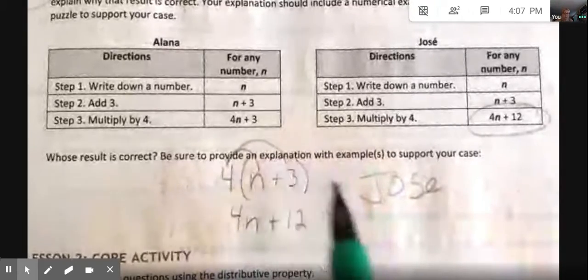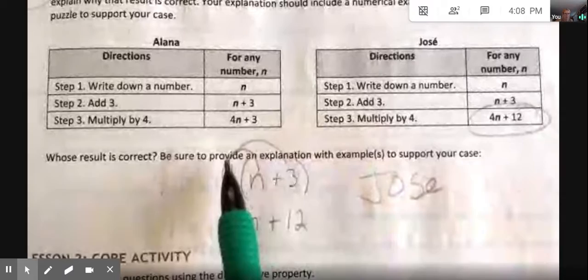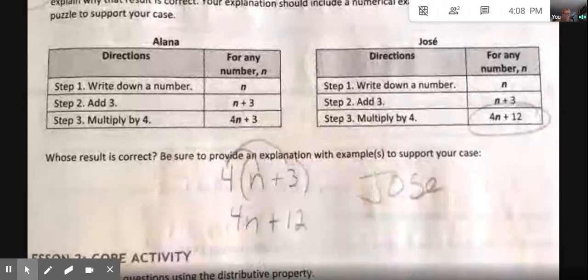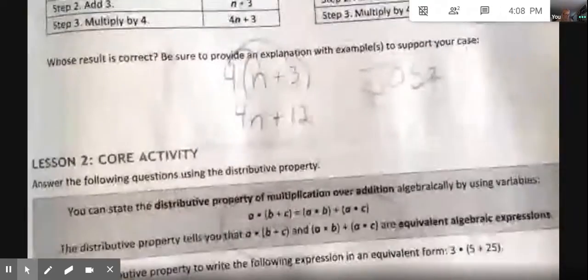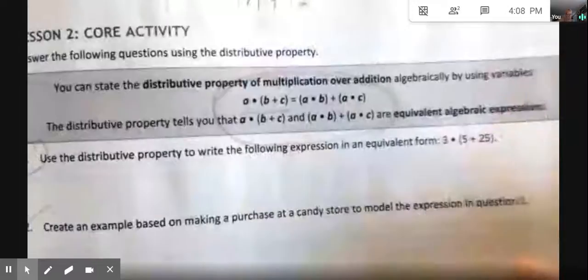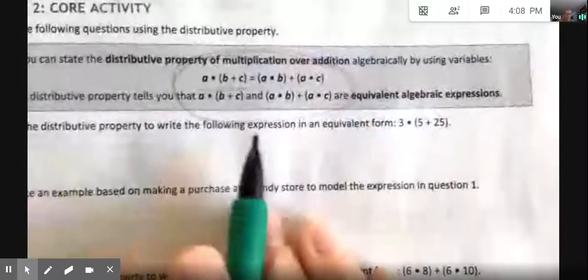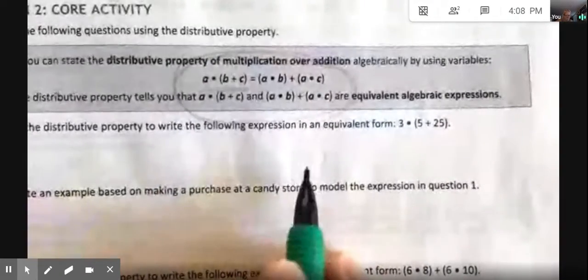And provide an explanation. You could say something like, you have to use the distributive property. And use the distributive property to write the following expression in an equivalent form.